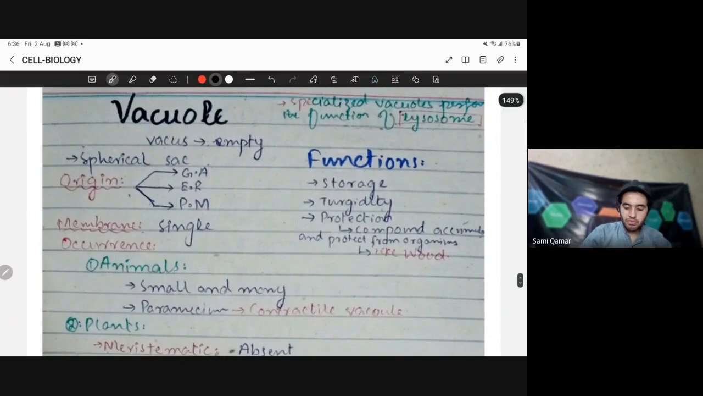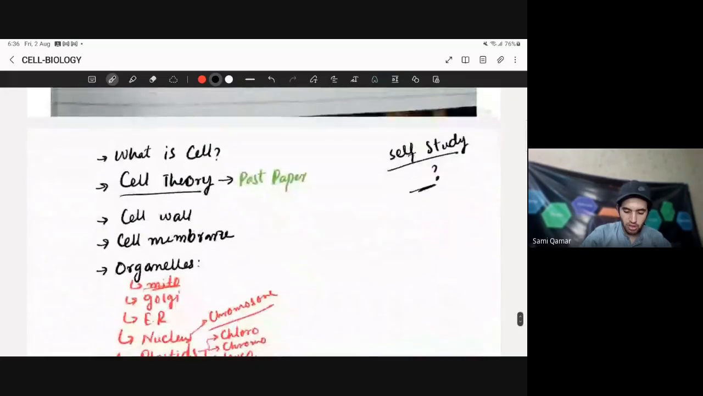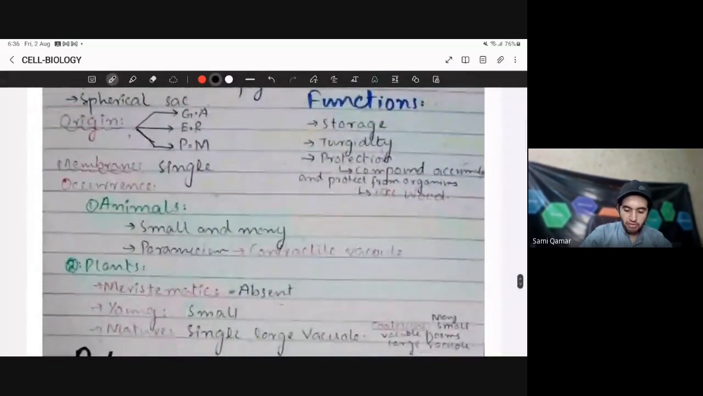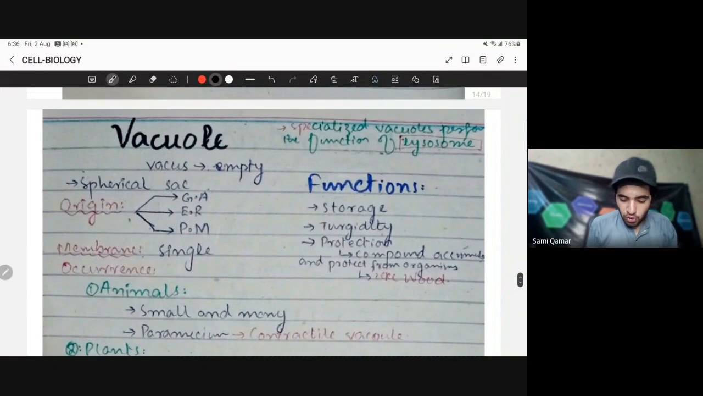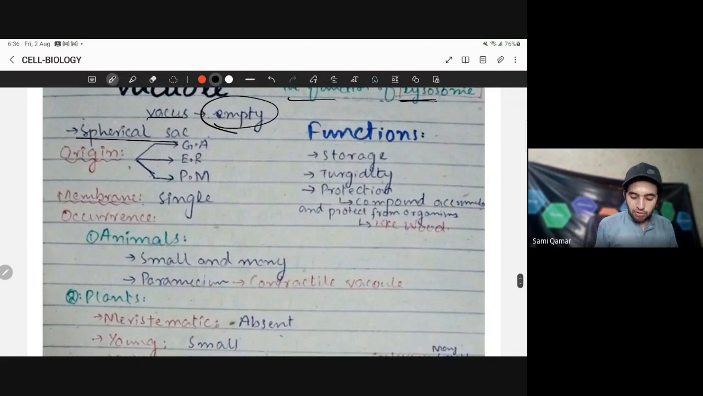Vacuole. Vacuole is very important. We will do vacuole, ribosome, mitochondria, and then plastids. We can cover them very quickly. So see here, vacuoles. Specialized vacuoles perform the function of lysosome. First of all, understand vacuous means empty. So a vacuole is just a spherical sac. It will originate from the Golgi apparatus, endoplasmic reticulum, or plasma membrane. These are the three origins from where a vacuole can form. And a vacuole has a single membrane.